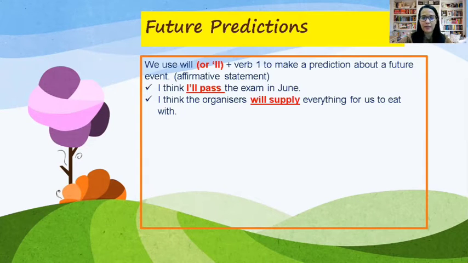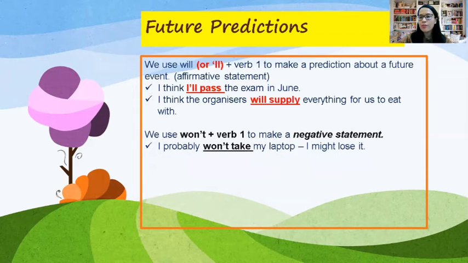Okay, future time. Second sentence is, I think the organizers will supply everything for us to eat with. So all subjects, friends, she, he, it, they, we, I, you, singular and plural, use will, okay? And followed by verb one. Okay, so you will not forget, correct?